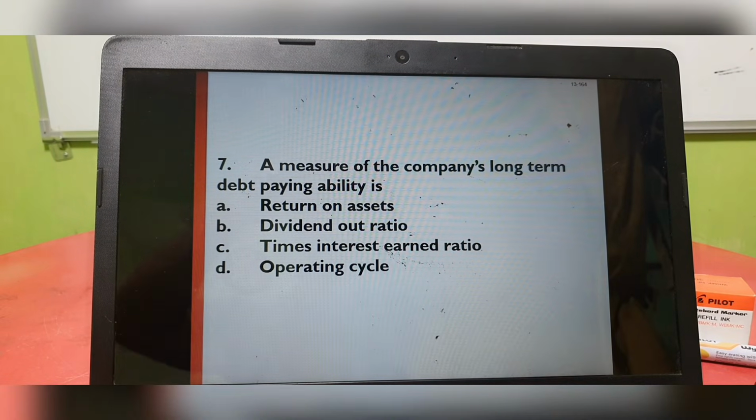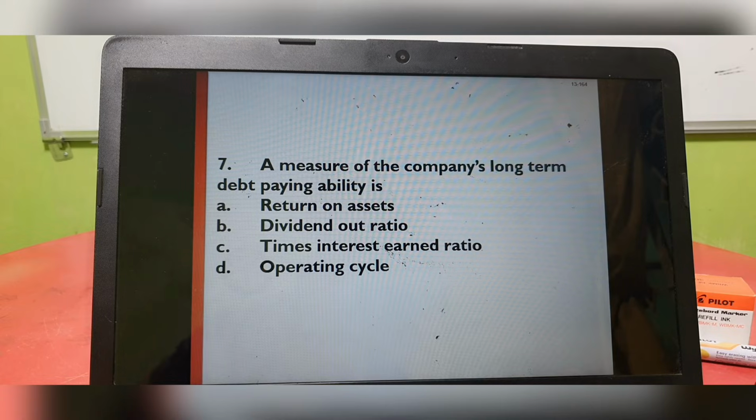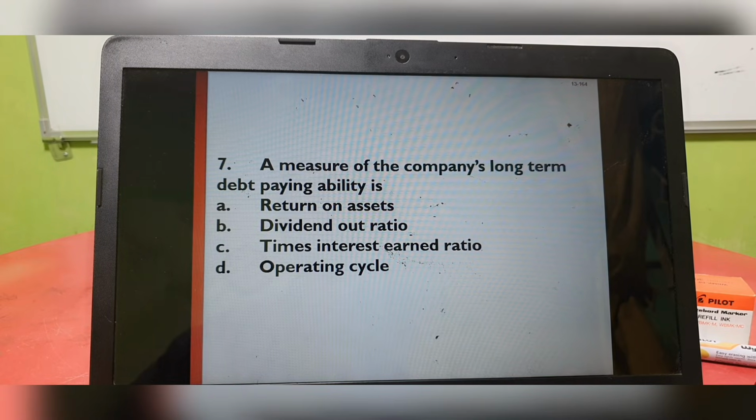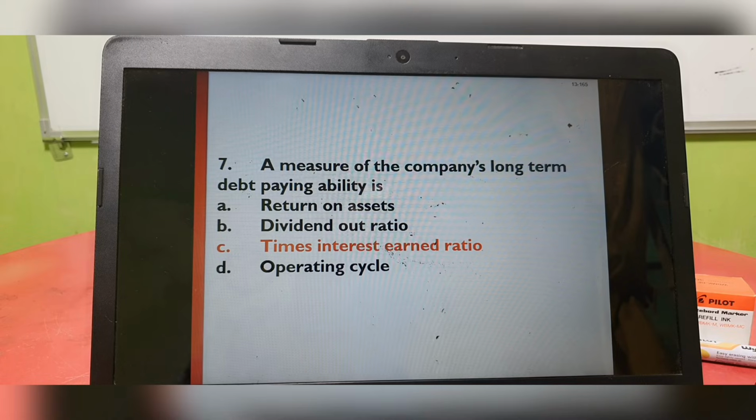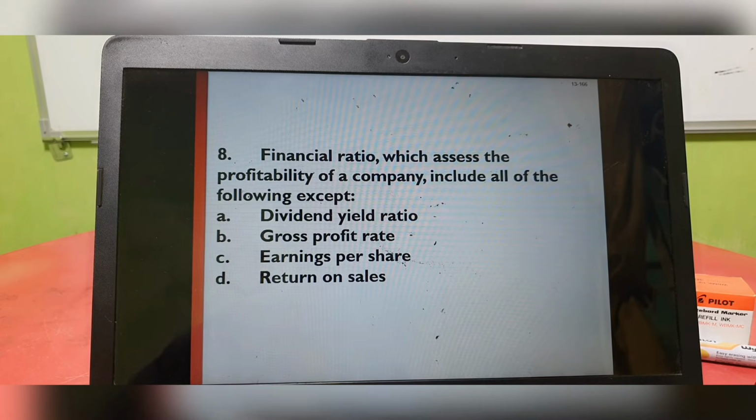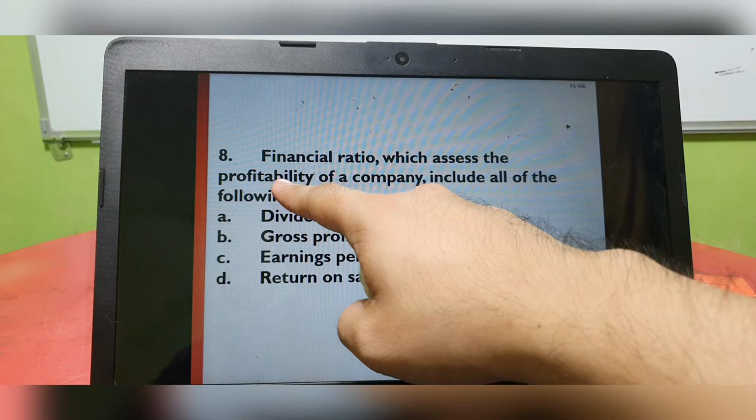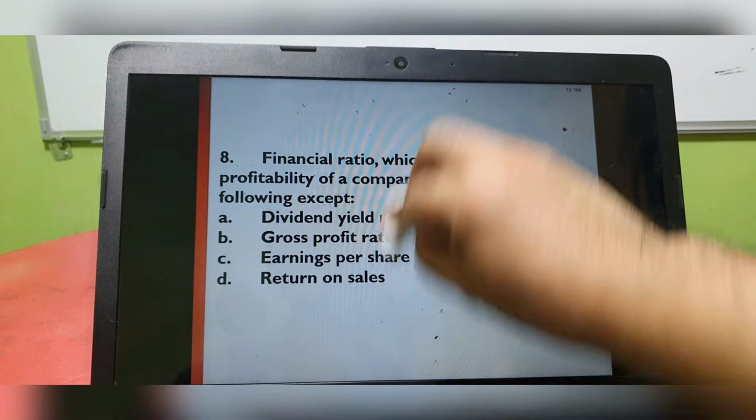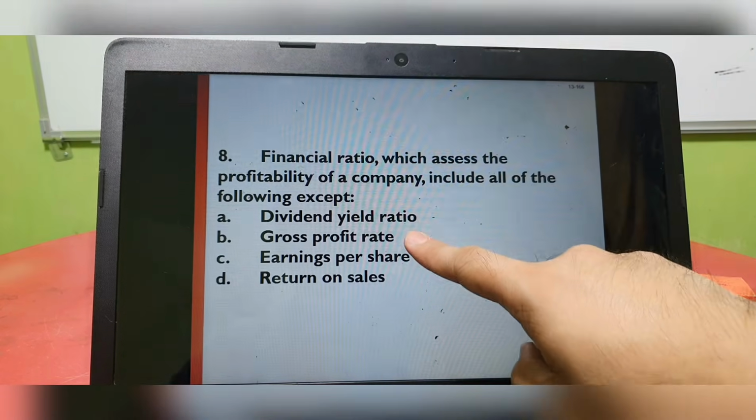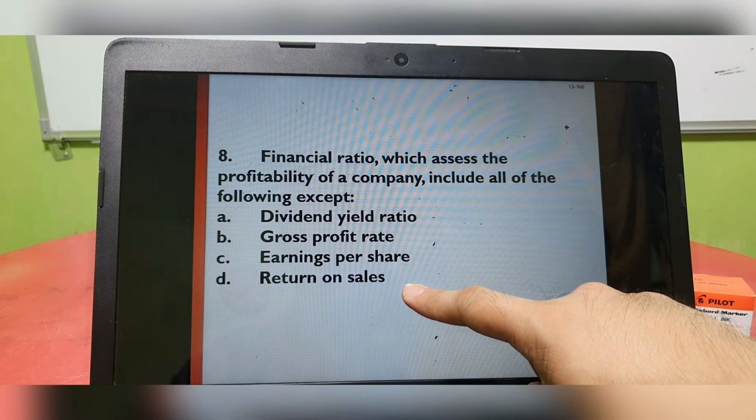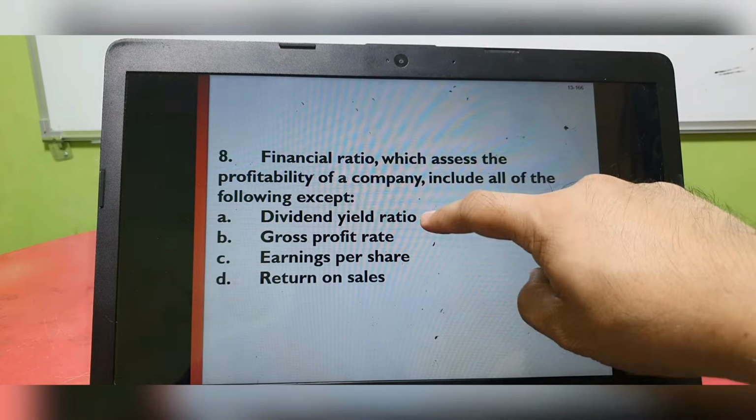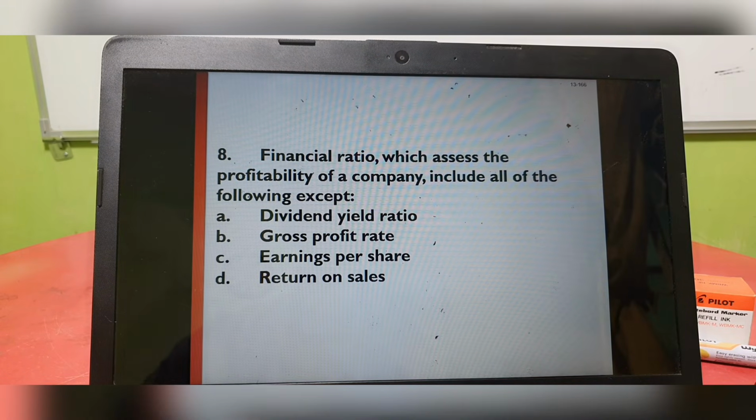Alright, and number 7. A measure of a company's long-term debt paying ability is long-term debt paying ability. Return on asset, no. Dividend payout ratio, no. C, time interest earned ratio. Number 8, financial ratio which assess the profitability of a company include all of the following except, profitability pinag-uusapan. Mukhang lahat ay tunog profit, so dividend yield, gross profit, earnings per share, return on sales. So, ang mali dito ay dividend yield because this is part of your market ratio.